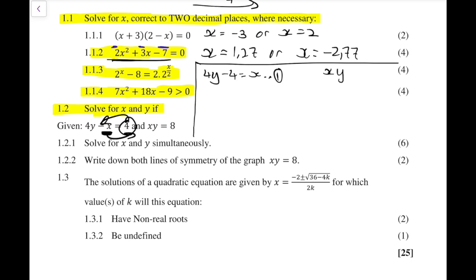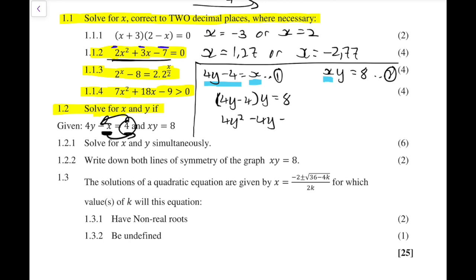So wherever we see x, we need to put it as 4y minus 4. So this is your equation 2. To sort this out, we're going to have this as 4y minus 4 into y is equal to 8. That's 4y squared minus 4y minus 8 is equal to 0.